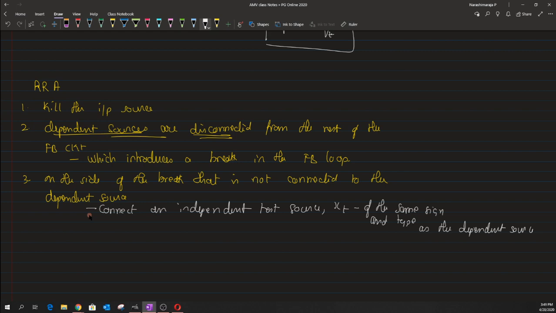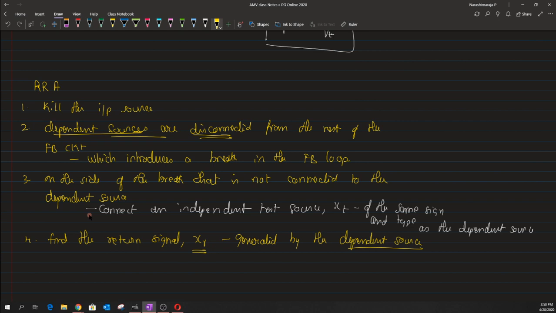Okay, now once we connect this independent source xt in the place of the dependent source, the next thing is to compute or find the return signal XR, which is generated by the dependent source. Okay, so this particular signal is generated by the dependent source.